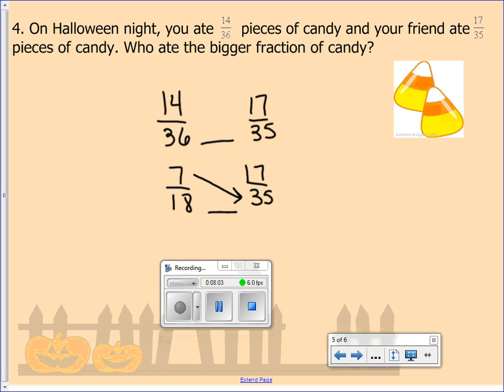17 times 18 and 7 times 35, which is 245. 17 times 18, which is 306. 245 is less than 306. So 14 over 36 is less than 17 over 35. The question asks, who ate the bigger fraction of candy, you or your friend? So your final answer will be your friend.